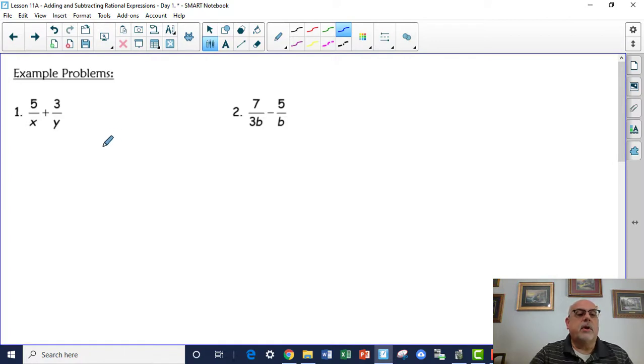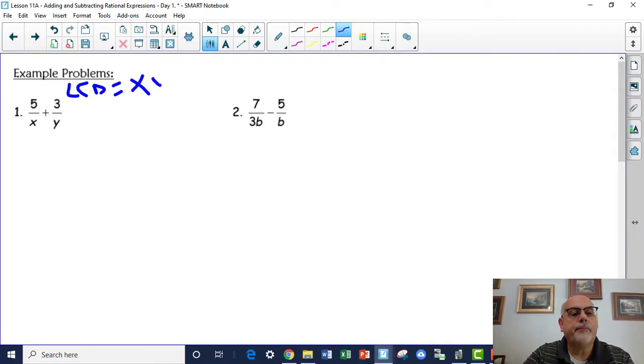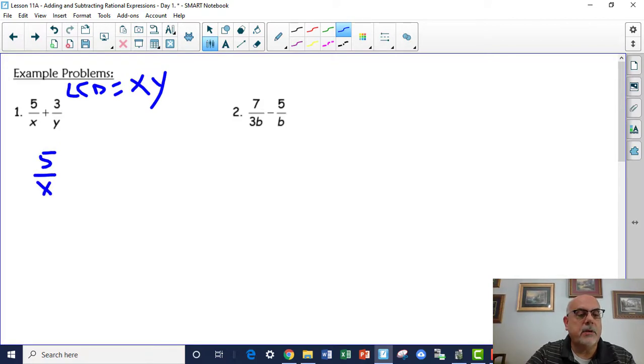5 over x plus 3 over y. So your common denominator is xy. So if we look at 5 over x, what are we missing to give me a denominator of xy? You're missing a y. So we multiply that fraction by y over y. Plus 3 over y. And what are we missing to give you a denominator of xy? X over x.